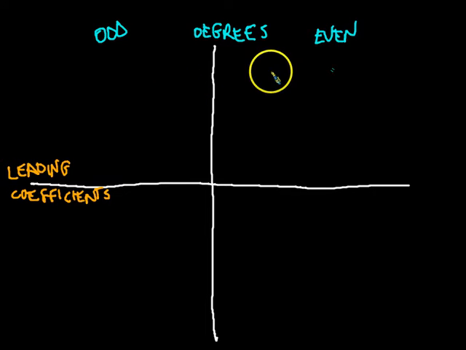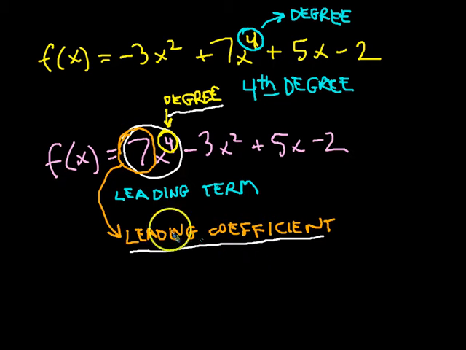And let's just take a quick look at examples of those. So, in this particular case, since the degree of this polynomial is a 4, that's known as an even degree. Since this leading coefficient is positive, it's a positive coefficient. So let's take a look at another couple examples.